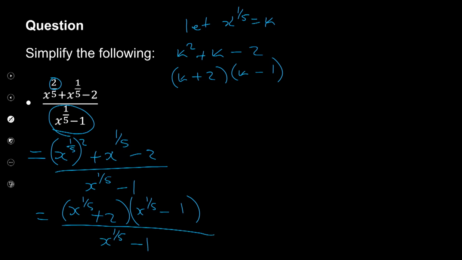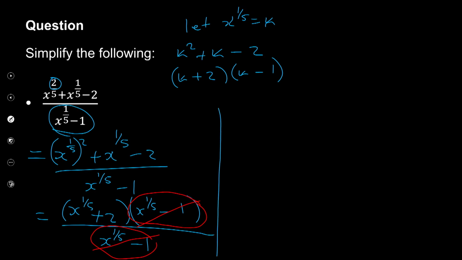So as I said, the goal is to make sure that the numerator has a term that is exactly the same as the denominator, so that they can then cross out, or rather cancel out, which is normally what we say. So this will give me a final answer of x to the exponent of 1 over 5 plus 2, and that will just be my answer.